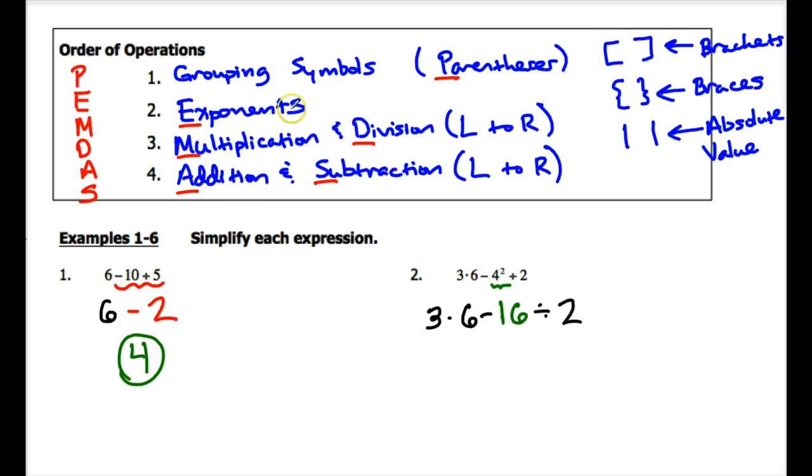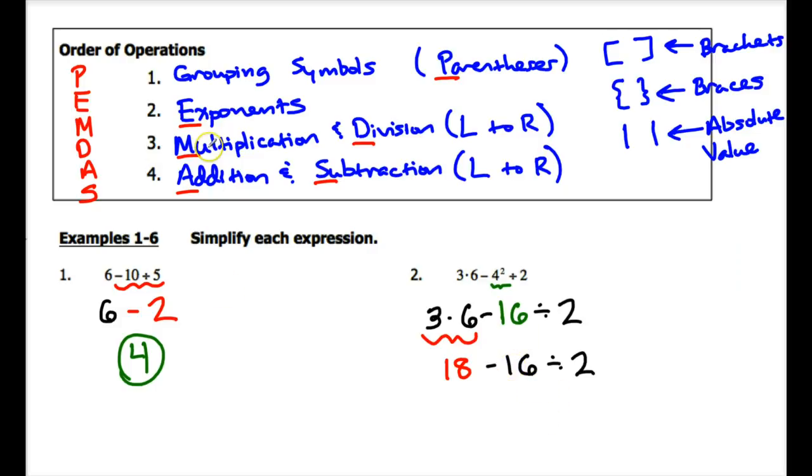Okay, so now my exponents are done. Now I'm going to move on to multiplication and division from left to right. Well, my first operation I see is multiplication, so now I can go ahead and do that. I've got a 3 times 6 out here first. So 3 times 6 is 18. And then I have 18 minus 16 divided by 2. Everything else just gets brought down.